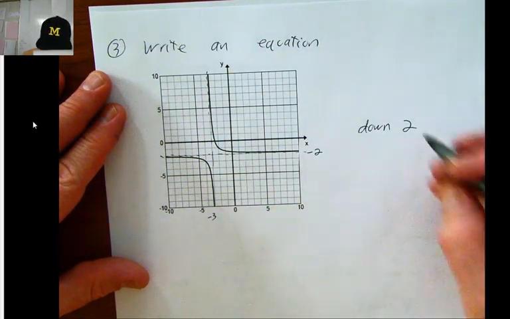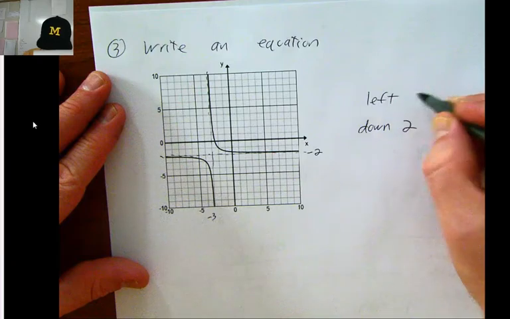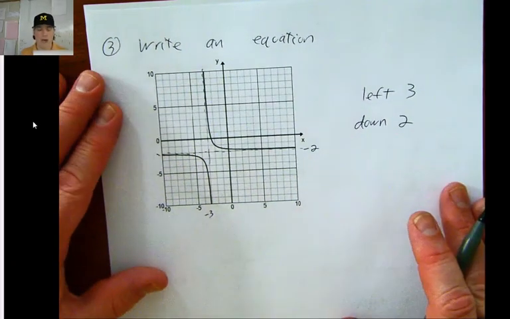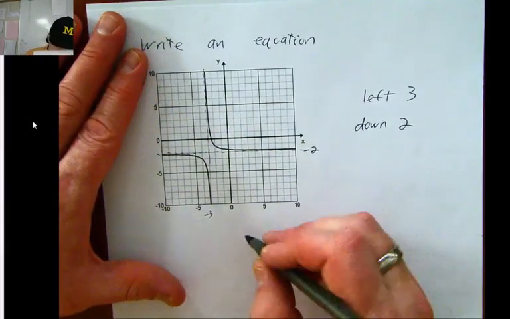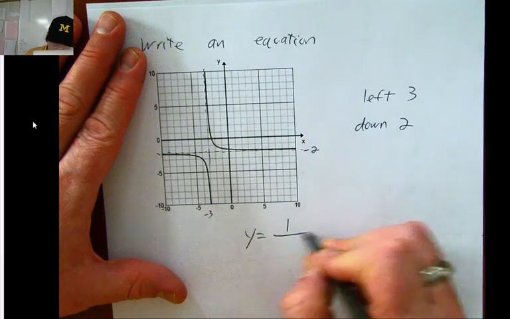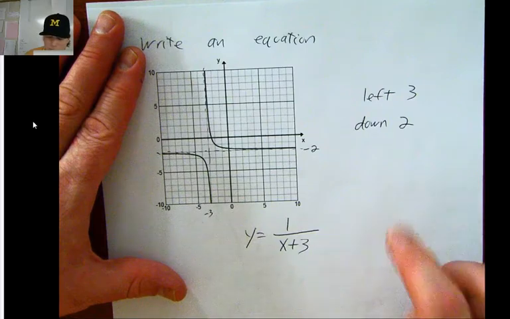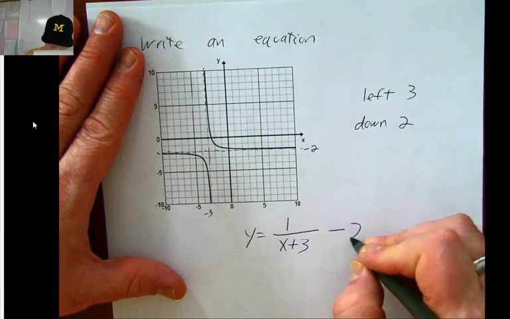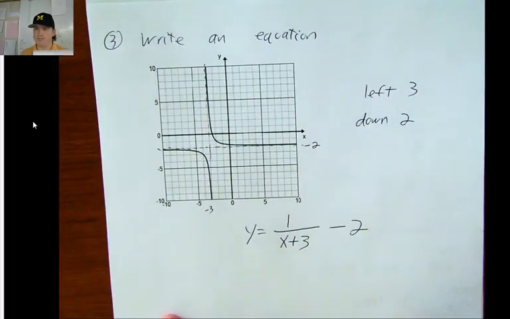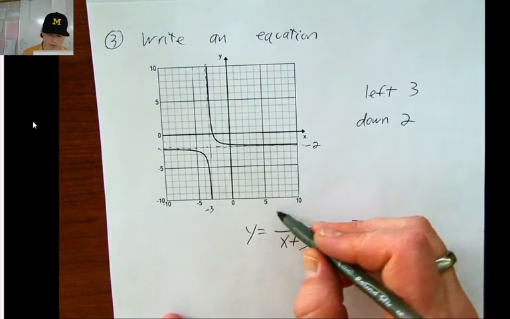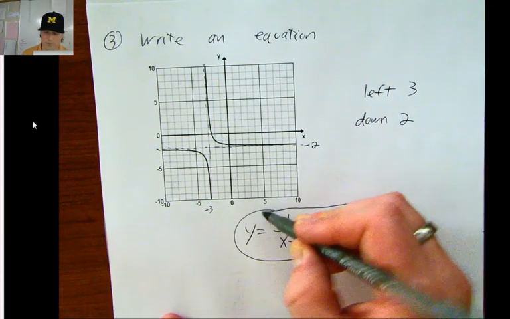The x value is -3, which means this graph is going left 3. And then how that affects our parent function, y equals 1 over x: left 3 is always done with an x plus 3, and then the down 2 is always done with a -2, just as we've done with every other function we've done this year.